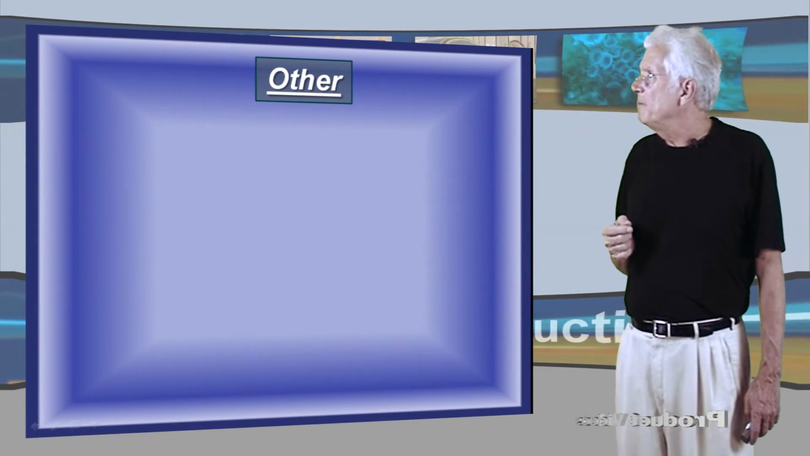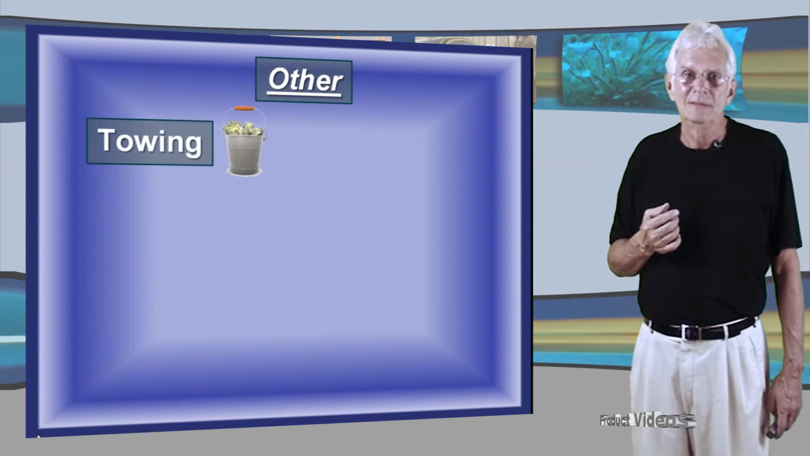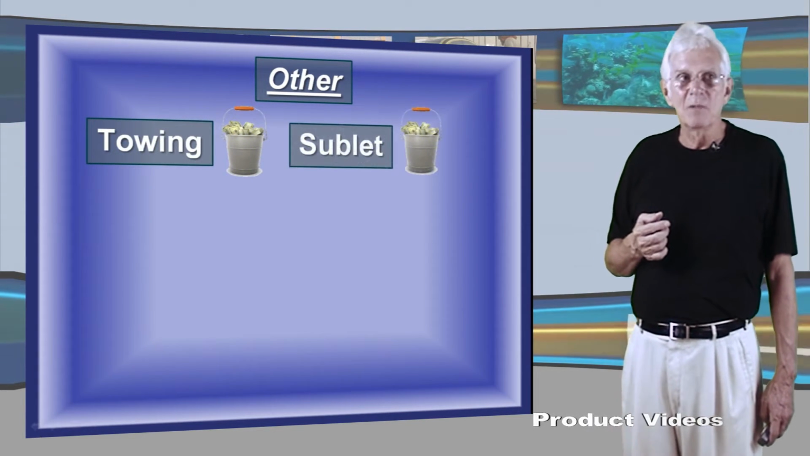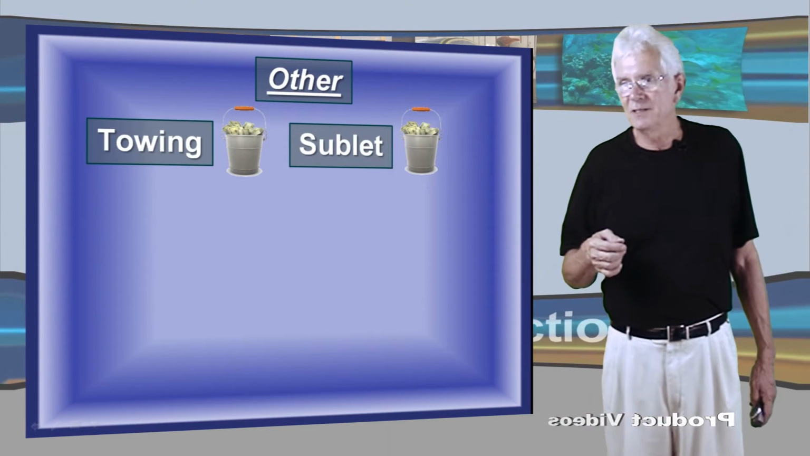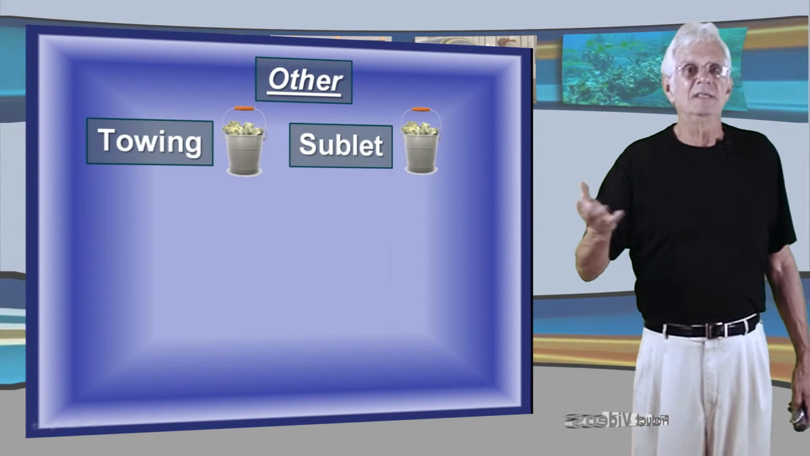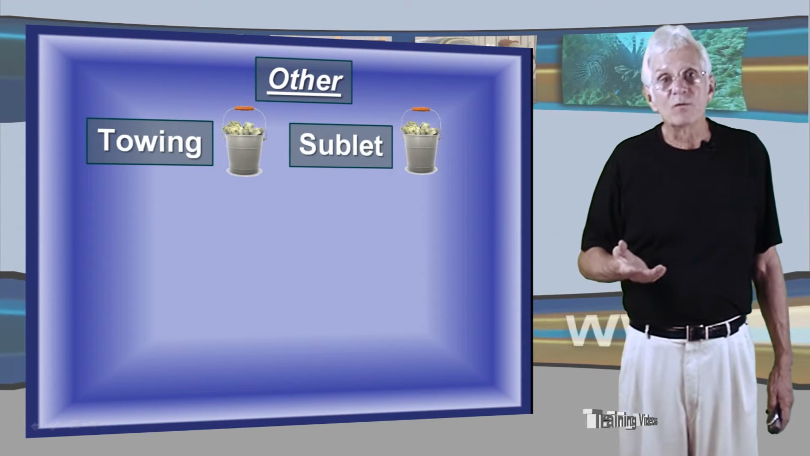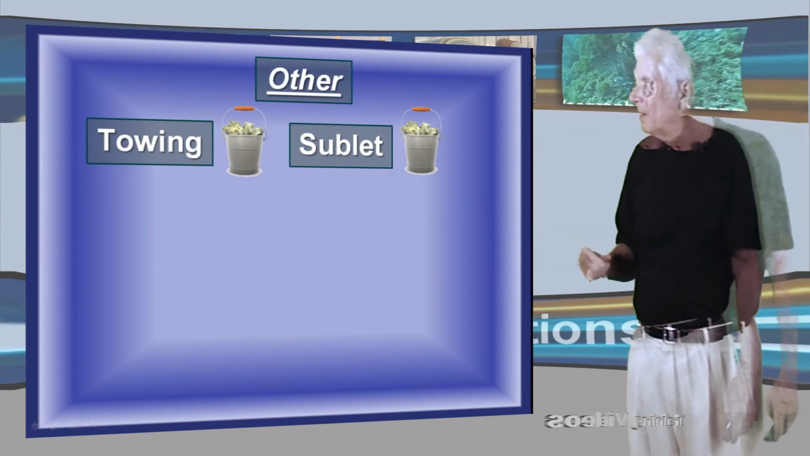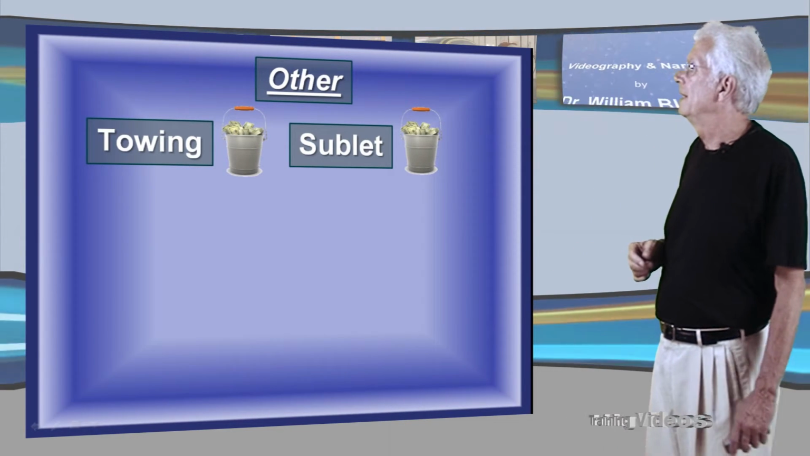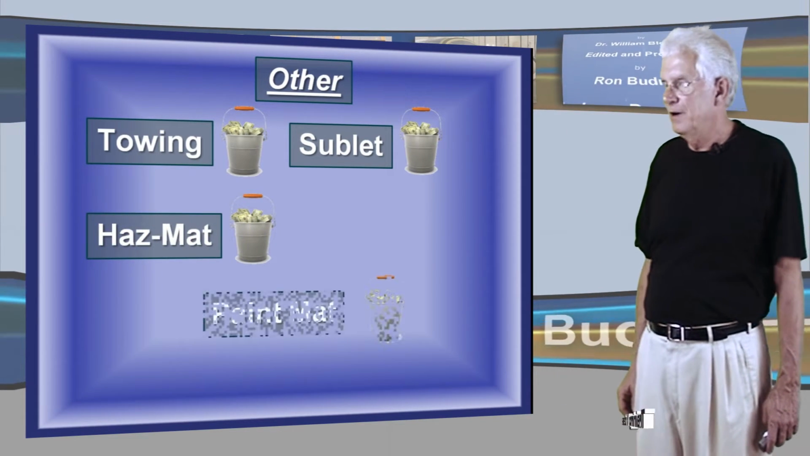Now we have the other department. Things that go into that might be towing, our sublets. Sublets could be broken down into separate categories such as dealer fixing codes, AC work, maybe you don't do your own framework. All those things get lumped in under sublet. And with sublet, we have hazmat and we have paint material.